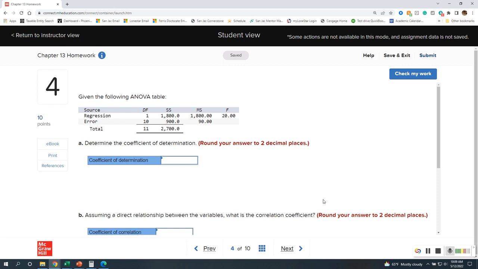Alright. Given the following ANOVA table, determine the coefficient of determination. Okay. So we'll actually have to do some formulas here.